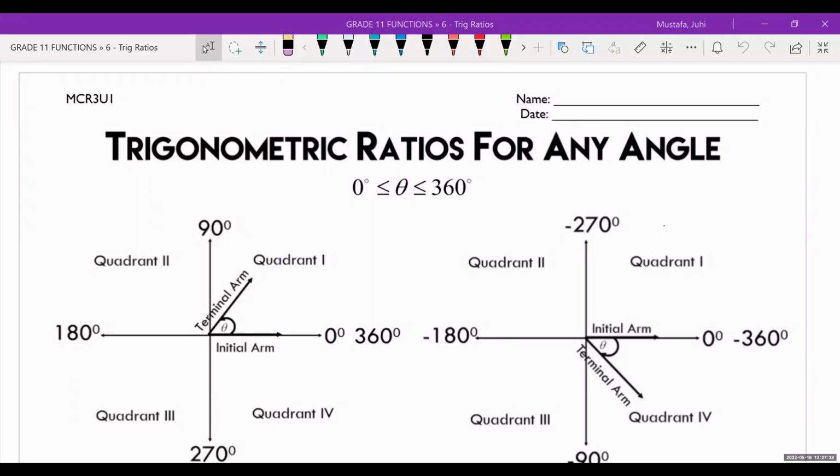So we're moving on now from SOHCAHTOA, the sine law, and the cosine law, and we're going to talk about the answer for any angle from 0 degrees to 360 degrees. So instead of looking at it only in a right angle triangle, which is 90 degrees, we are going to take that right angle triangle and draw it in multiple different quadrants, and try to solve questions on that.